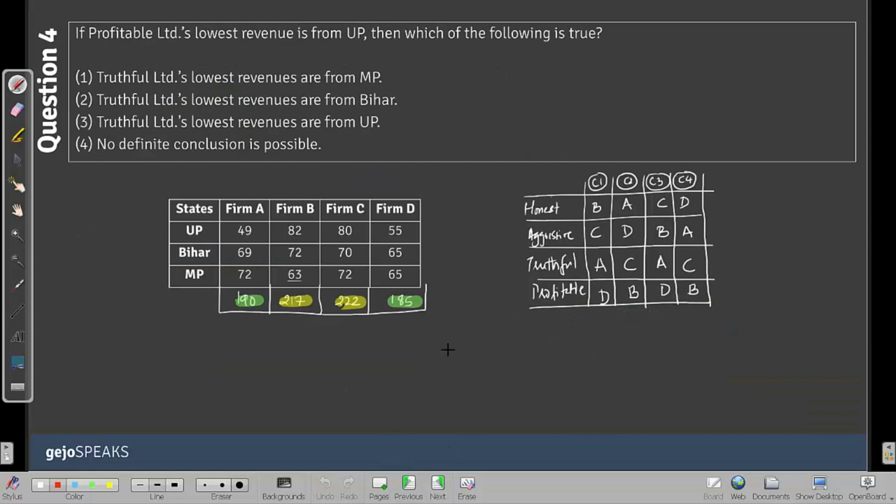And we have the next question. If profitable's lowest revenue is from UP, profitable is D or B. Okay, so we have a D, B, D. Profitable's lowest revenue is from UP. His lowest revenue is from MP. His lowest revenue is from UP. So we are looking at a case where it is D. So these 2 cases, and we are interested in truthful. Luckily, in both the cases, truthful is A. So we are interested in what is happening for firm A. Lowest revenue is what we are checking. The firm's lowest revenue has come from UP, which is 49. So that's answer choice number 3.